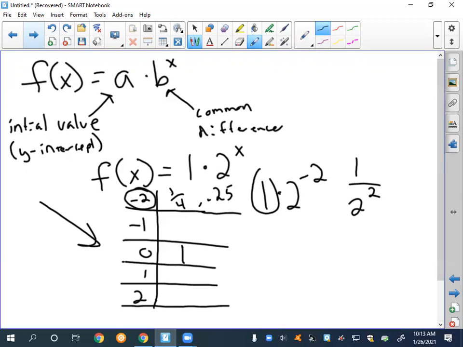Okay, so the next one, same thing. We're going to replace x with what, though, this time? 1. So we have 1 times 2 to the -1. What's wrong with that problem? Therefore, I flip it. I leave the 1 on top, and I put 2 to the 1 on the bottom. Well, what is 2 to the 1? 2. So that answer would be 1/2, which is the same as 0.5.